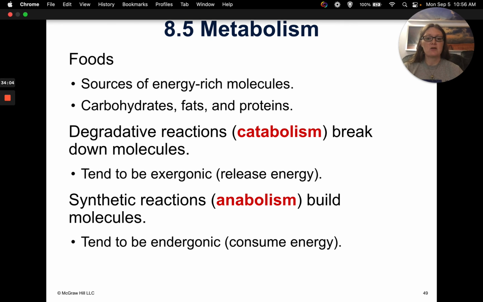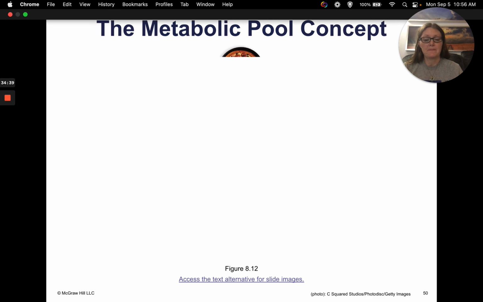And we break down these molecules, but it's called catabolism, which is the breakdown of these molecules, and it tends to be an exergonic reaction, which means it's releasing energy, which is why even animals that don't make their own temperatures, they still produce a little bit of heat because energy is released during this process. Synthetic reactions are anabolism, which is the building up of molecules. So it tends to be endergonic, and this is when energy is consumed.